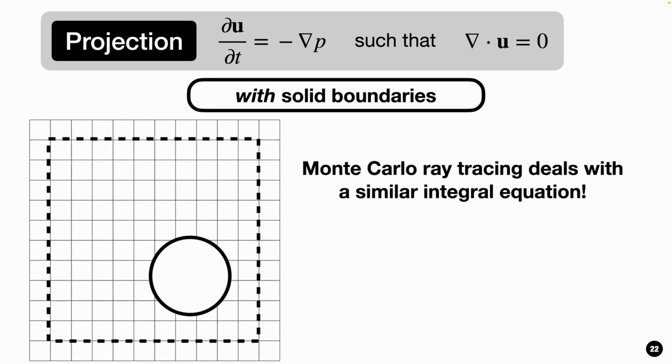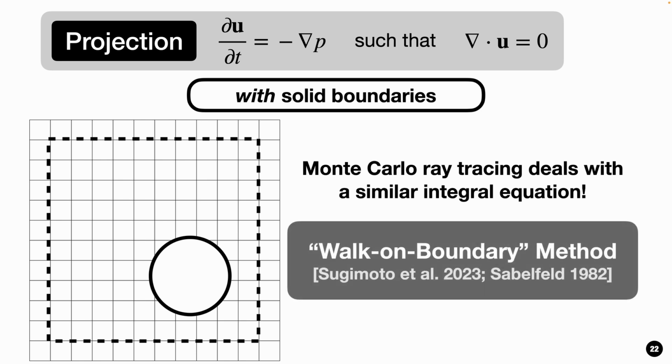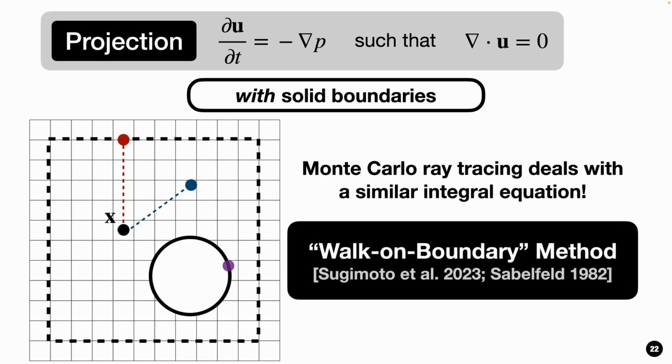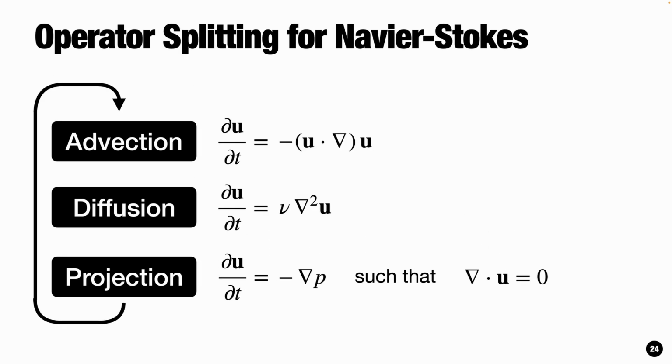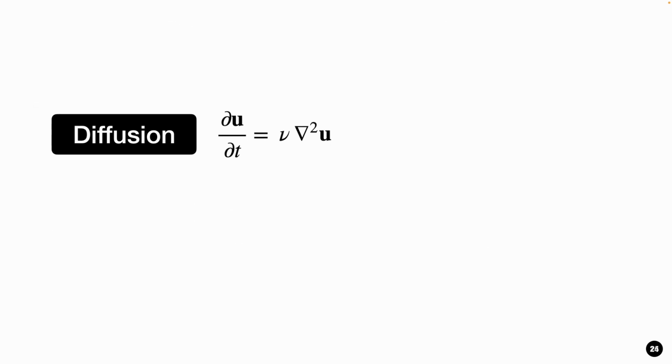It might sound daunting at first, but this kind of integral equation is what Monte Carlo ray tracing techniques can nicely handle, and even for more general integral equations like the one we get for our problem, we can use a similar ray tracing style solver called the Walk on Boundary method I presented last year at SIGGRAPH. We cast rays recursively to estimate the solution to the integral equation, and the result is used to compute the pressure gradient. That's how we solve the projection step.